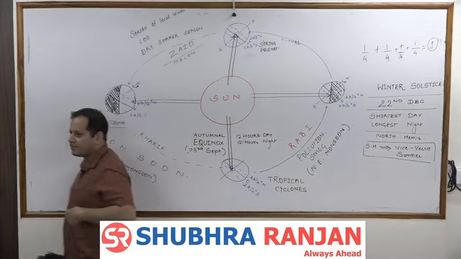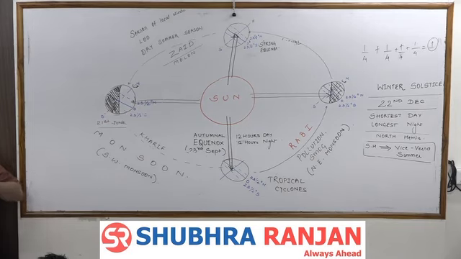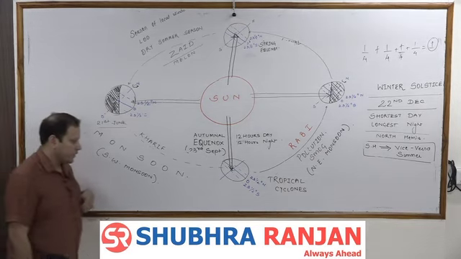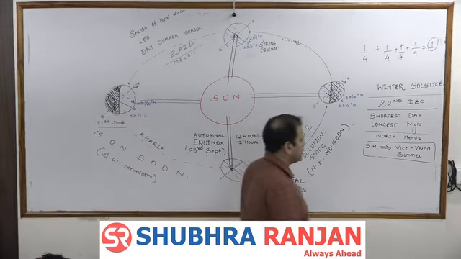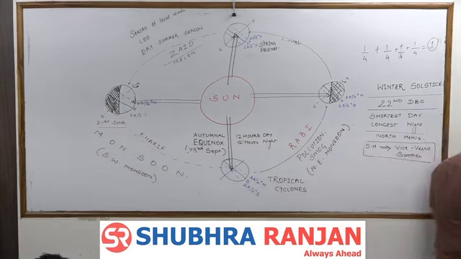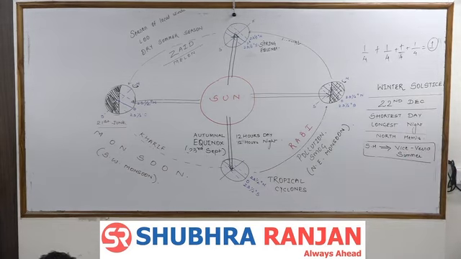21st of June, northern summer solstice. Because the sun rays are vertically falling over the tropic of which one? Cancer. Sun rays are vertically falling over the tropic of Cancer.